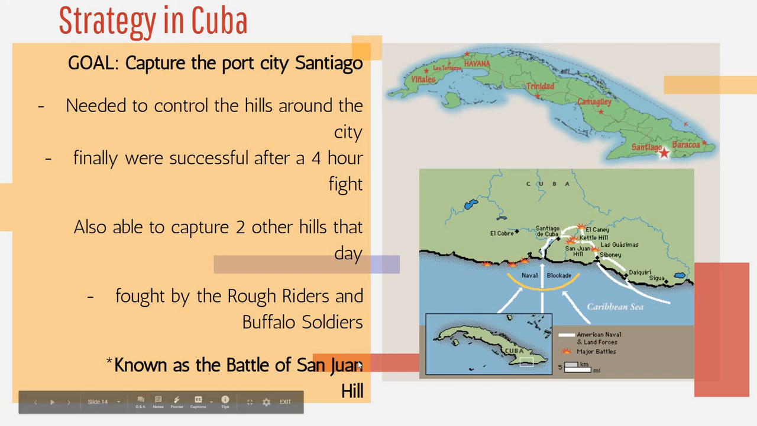So this entire battle is known as the Battle of San Juan Hill. Even though it was multiple hills during that day, the Battle of San Juan Hill is what it is known as.